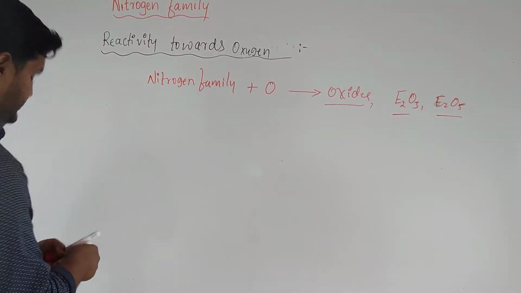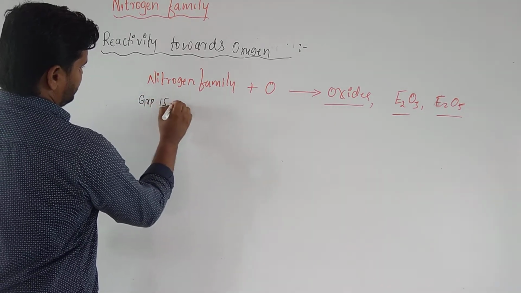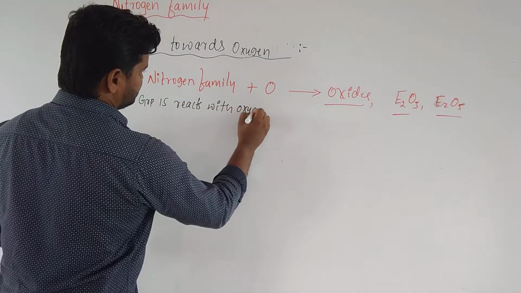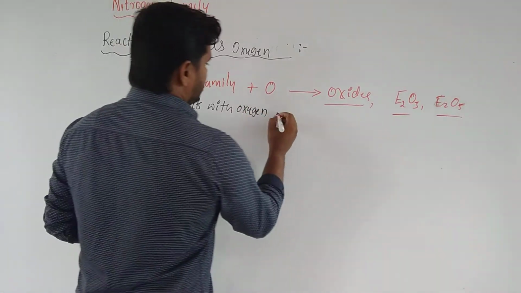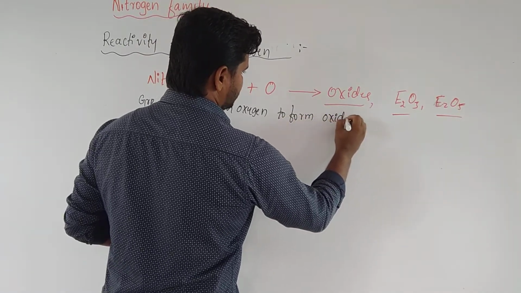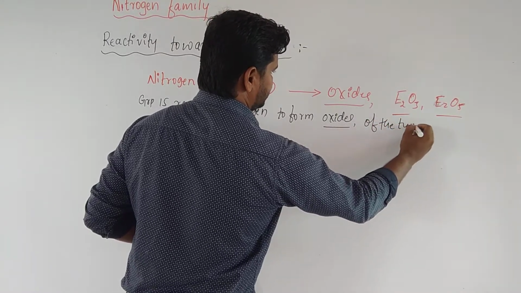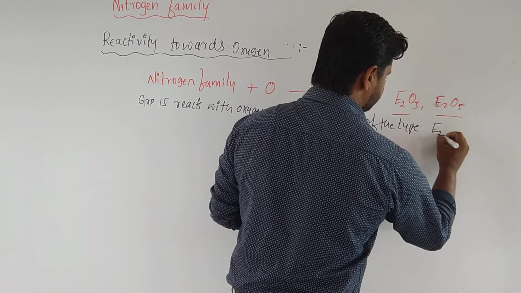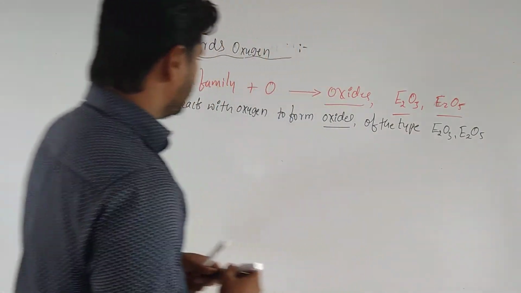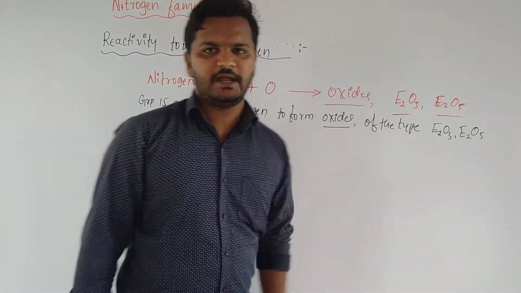Okay, students, I will write the definition. Group 15 reacts with oxygen to form oxides of the type E2O3 and E2O5.